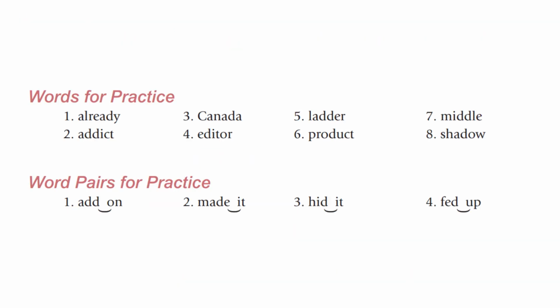Individual words for fast D between two vowels. Listen to the fast D sounds in the following words. Already. Addict. Canada. Editor. Ladder. Product. Middle. Shadow.